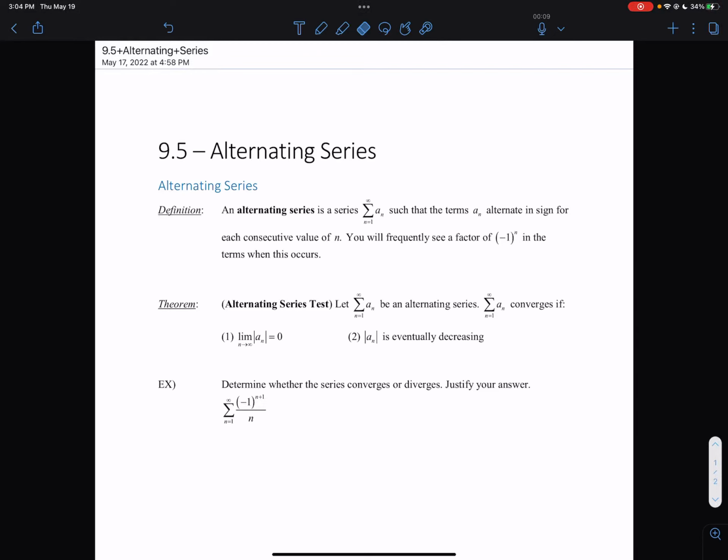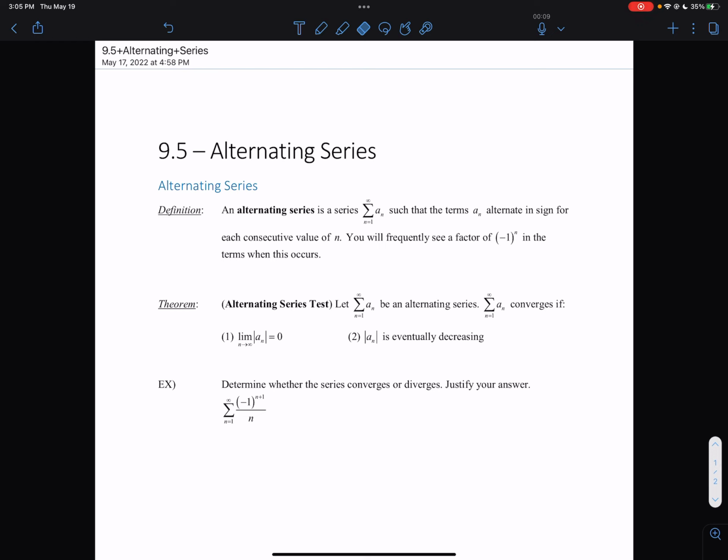Hello. The topic that I'm going to cover today is the alternating series test in chapter 9.5. This test is different from the previous series tests because in chapter 9.4, everything has to be positive in order for the direct or limit comparison test to be applied. But in the alternating series test, the terms have to alternate between positive and negative values in order for the test to be applied.